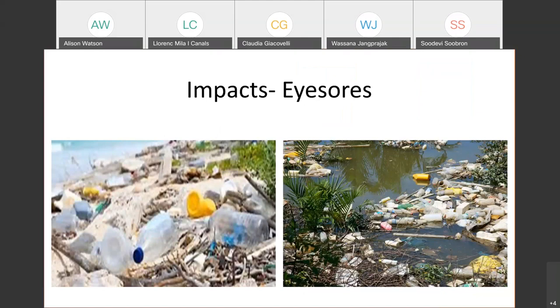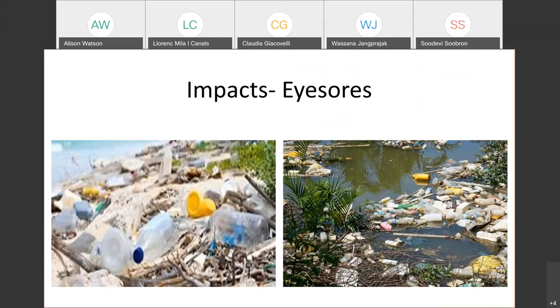We have a lot of impacts of plastic waste. First of all, it is the eyesore. We can see a lot of plastic waste on the land and in the waterways, and it causes eyesore.